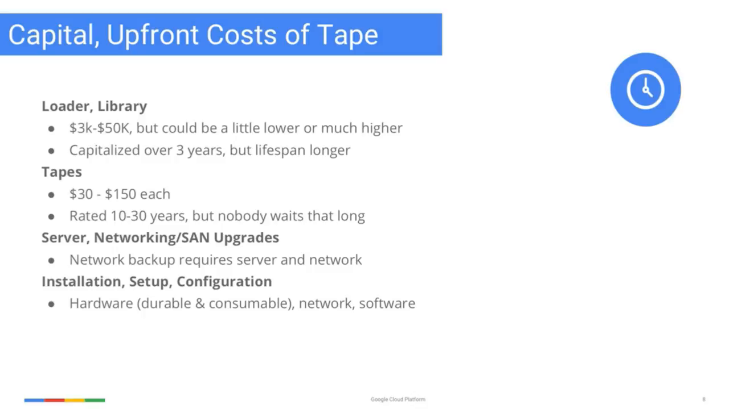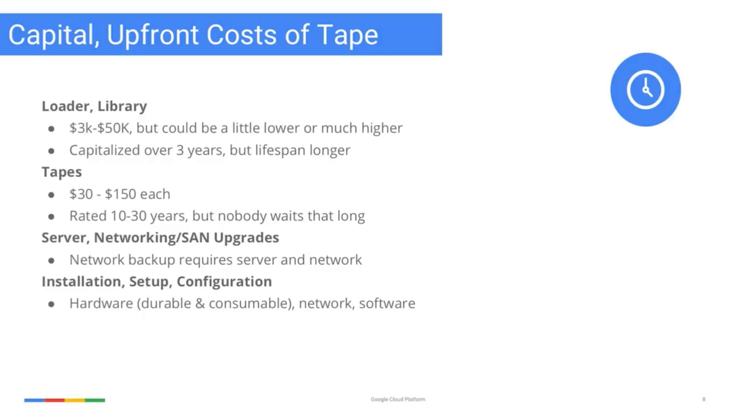This can range from $3,000 to $50,000 or into the hundreds of thousands of dollars. It could be a little bit lower. I've purchased an autoloader that costs less than that, but it also could be a lot higher. I've seen libraries that run into the hundreds of thousands of dollars. It's typically capitalized over 3 years, but the lifespan typically is longer than that.